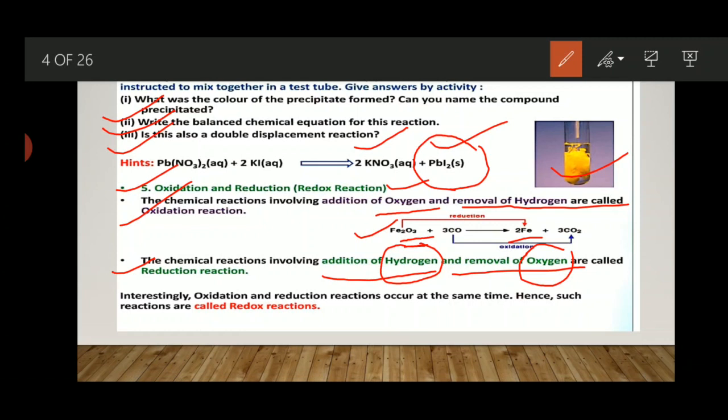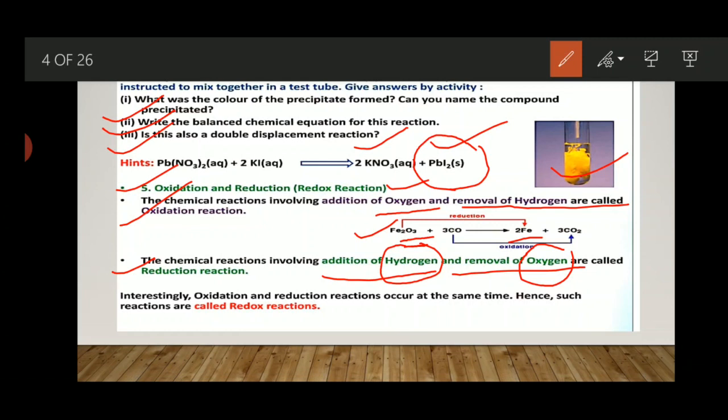to be a reduction process. Now, in the case of CO, carbon monoxide, on the reactant side, the number of oxygen atoms present in carbon monoxide is 1. But on the product side, the total number of oxygen atoms present in carbon dioxide is 2. It means that the number of oxygen atoms increases, so there is addition of oxygen. So this means ferric oxide undergoes a reduction process and carbon monoxide undergoes an oxidation process.